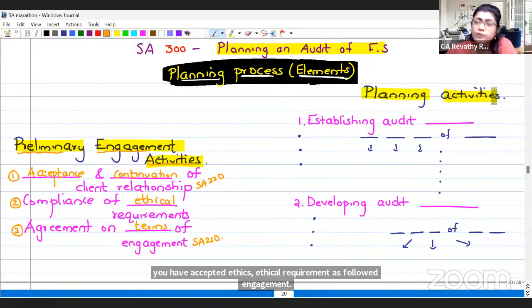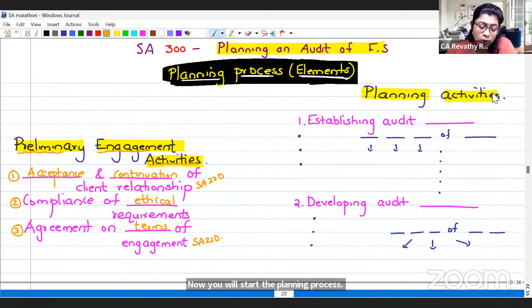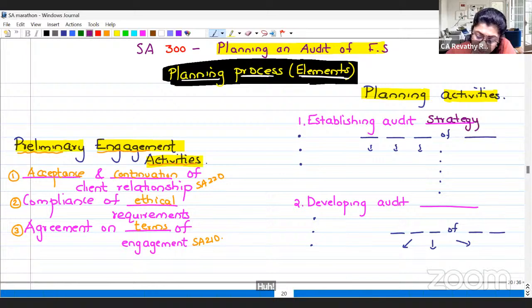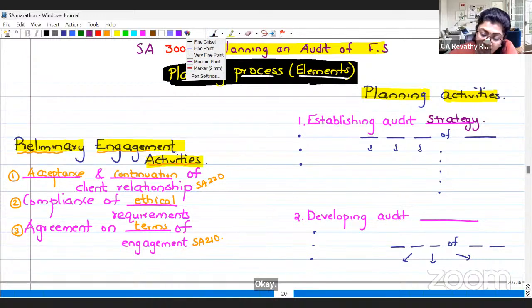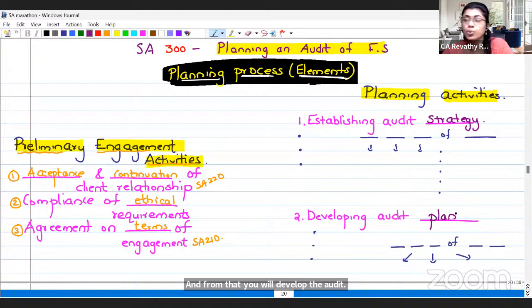In planning, first you will establish the audit strategy. Audit strategy, in layman's language, is what to do. And from that, you will develop the audit plan. The plan is how to do.